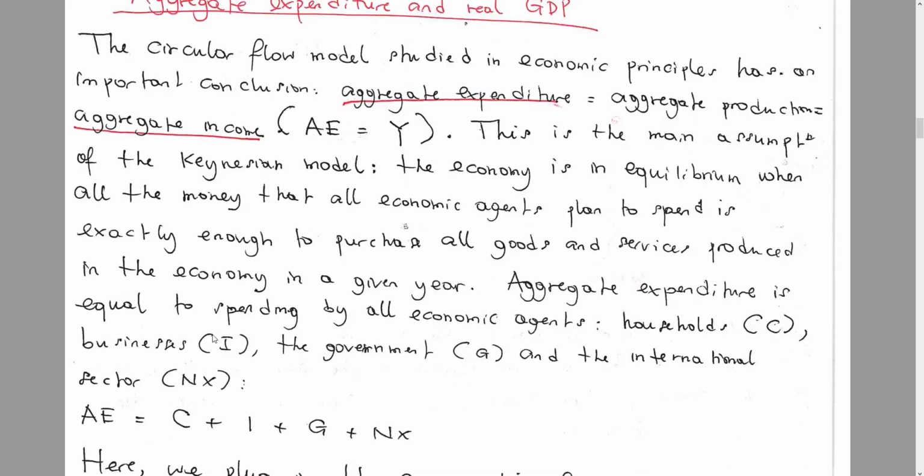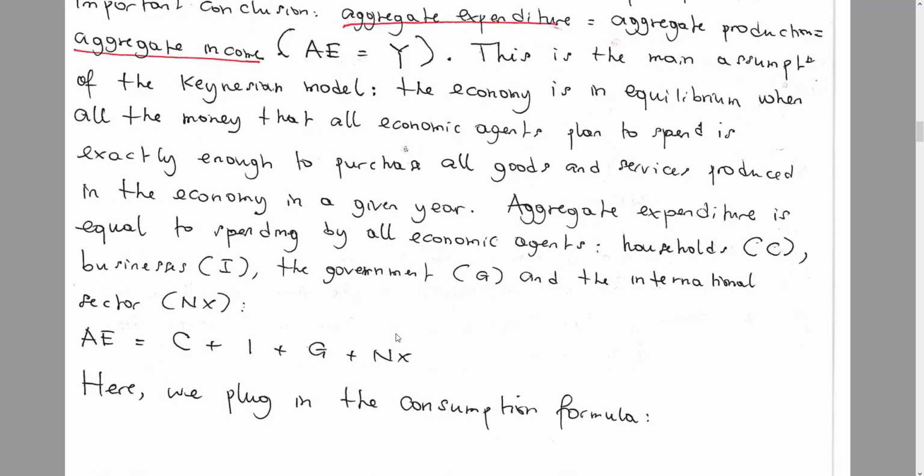So aggregate expenditure is equal to spending by all economic agents. So that would be households, businesses, government spending, and the international sector. Guys, do you remember this formula here? This is how to calculate GDP using what is called the expenditure approach. And it's nothing but the calculation of GDP that you learned in Econ 201, which is principles of macroeconomics, by the way. All right, so aggregate expenditure is equal to money spent by households plus money spent by businesses plus money spent by the government plus the money spent in the international sector.